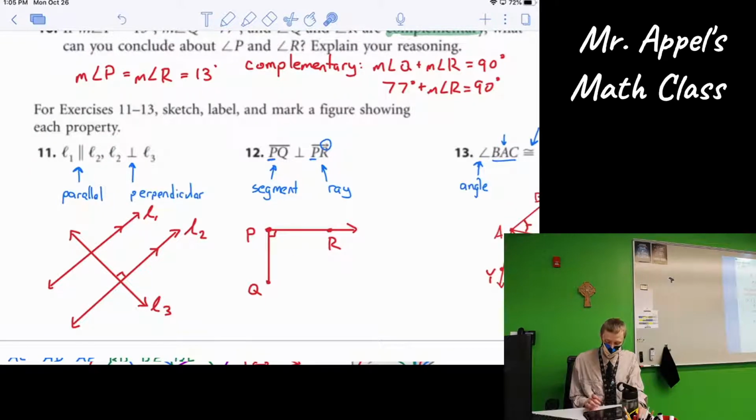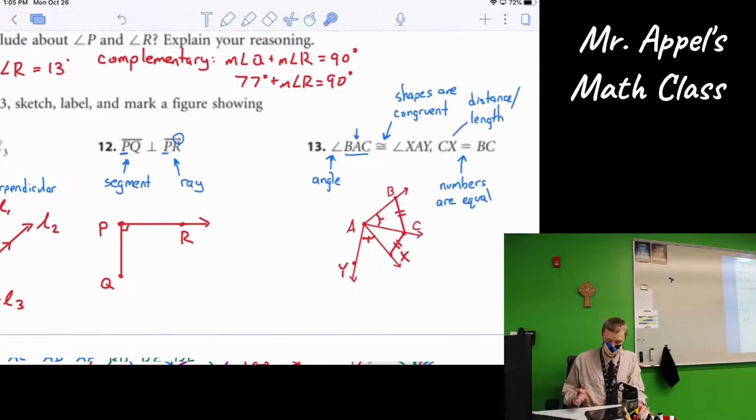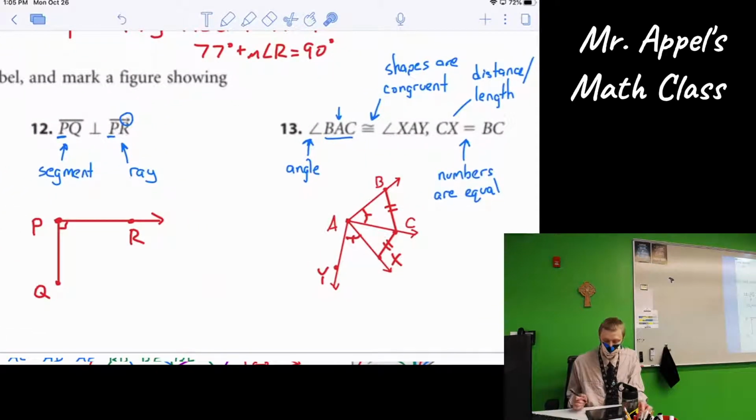You need this ray, P to R, and PQ needs to be perpendicular to that and marked as such, but it could go up here. The whole thing could be turned, rotated, flipped backwards. That's fine. And 13 is the most complicated. 13 asks you for 2 angles that are congruent to each other. You could have drawn these almost as vertical angles. There's one. There's the other. So long as the angles match, that's fine.